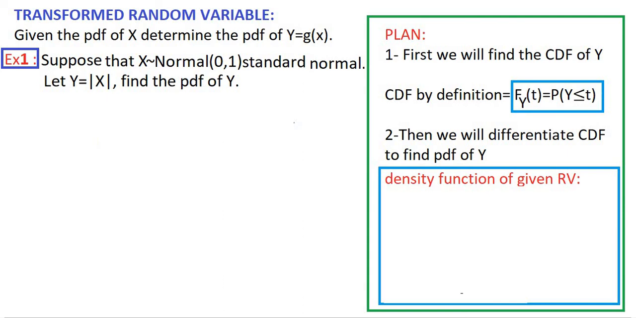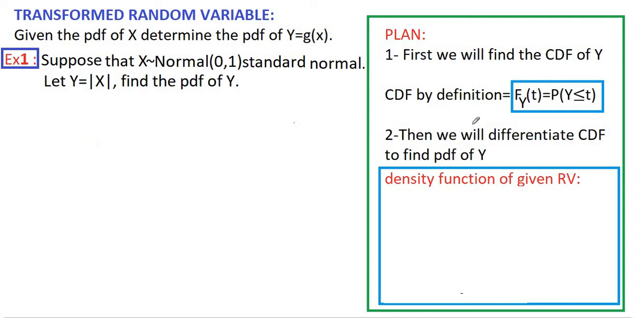Transformed random variable. Given the PDF of x, determine the PDF of y of some function. In this type of problems, first we are going to find the CDF of y using the definition of CDF. Then we are going to differentiate the CDF to find the PDF of y. Let's begin.